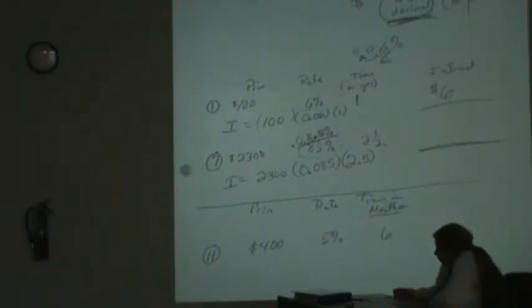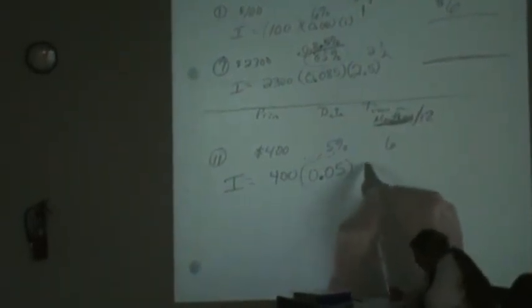Now what if it isn't in years? What if it's in months? What you have to do, you still have the principal. What is this as a decimal? 0.05. Okay, how many months are there in a year? 12. There's 12 months in a year. So whatever it says in months, you divide it by 12. So this will be times 6 and then divide by 12.